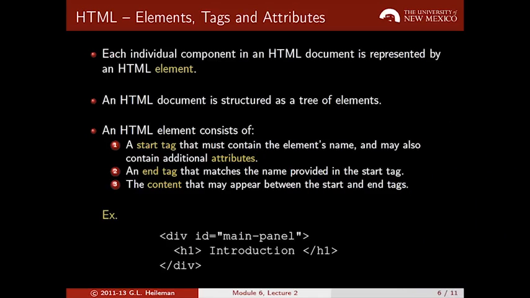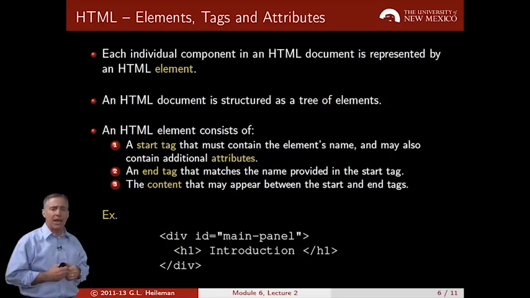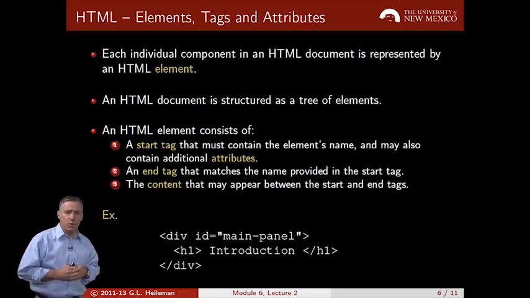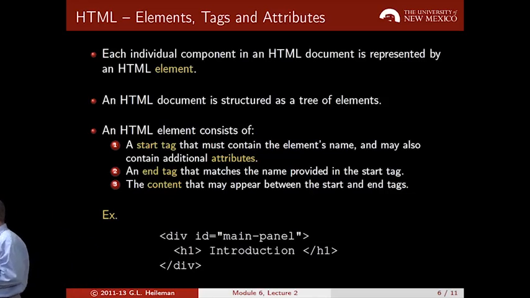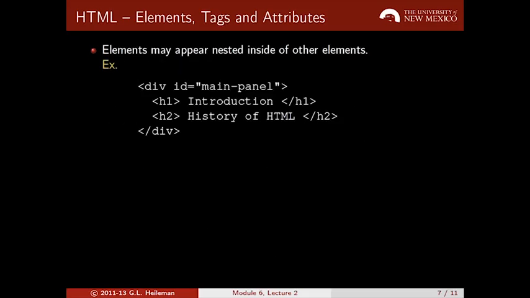So again, here it is. Now there's something different here. There's this id equals main panel. If you look at that id equals main panel, we're going to see later on that's how we're going to style this. We have to identify these elements so that we can later apply style rules to them.